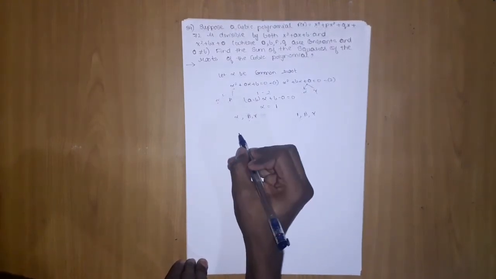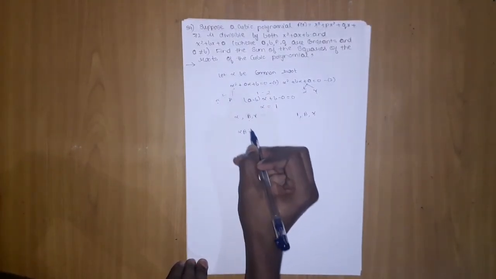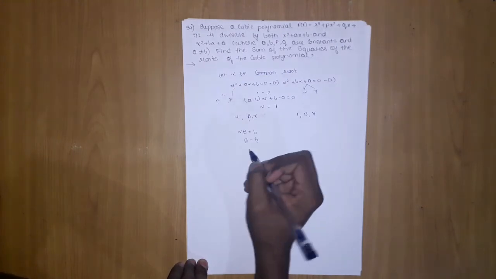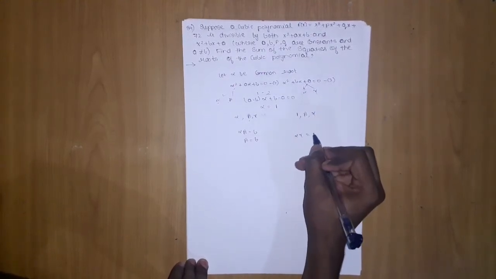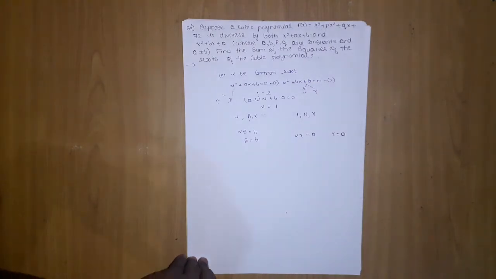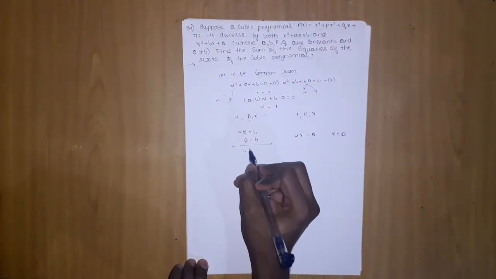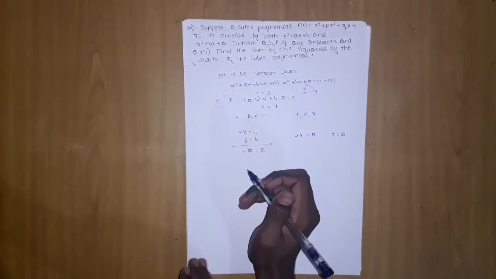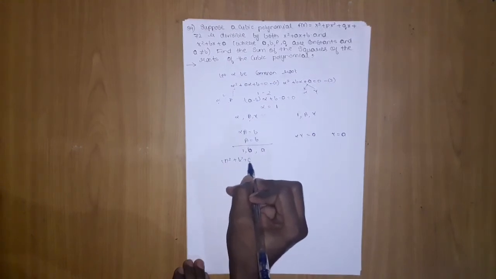Let's find them. Taking the product of the roots, alpha into beta should be b. So if alpha is 1, beta will be b. Similarly, alpha into gamma from here should be a, and alpha is 1, so gamma will be a. So the roots of this cubic equation are 1, b and a. Okay guys, now they are telling us to find 1 square plus b square plus a square.